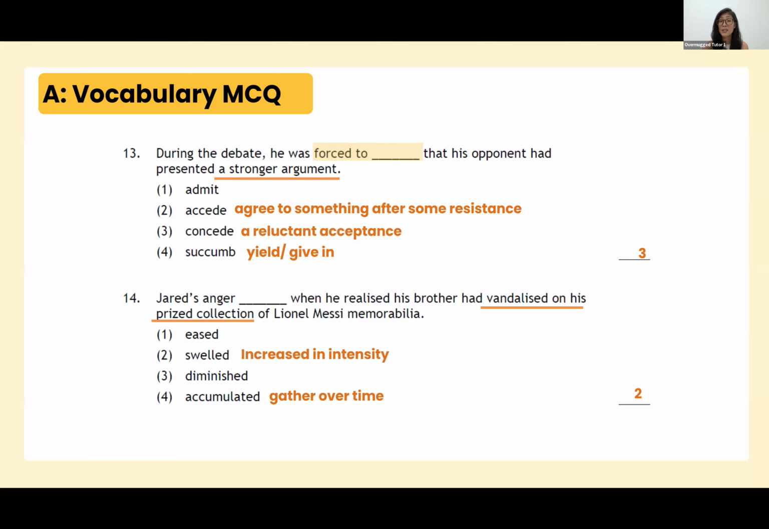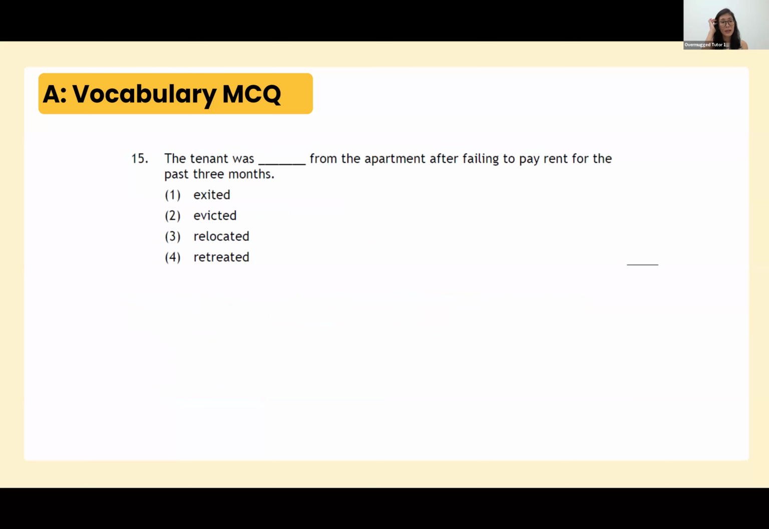Next one, the last question for the vocabulary MCQ. The tenant was blank from the apartment after failing to pay rent for the past 3 months. Now, a tenant is someone who rents an apartment. So the house doesn't actually belong to him. He has to pay the landlord. So imagine if someone rented something from you to use, but he hasn't been paying out, you would probably take that item away or you would kick the person out.